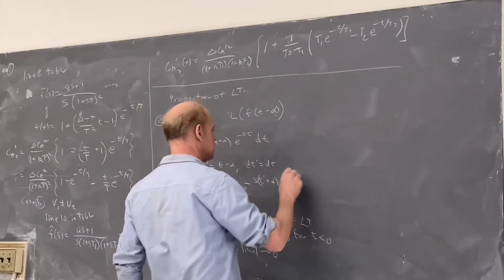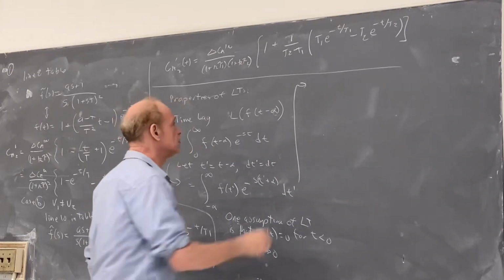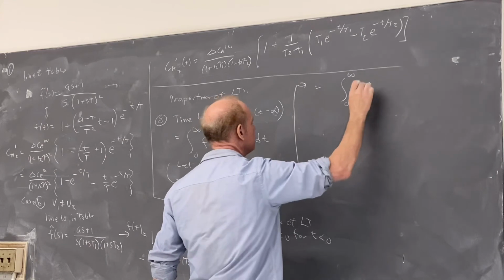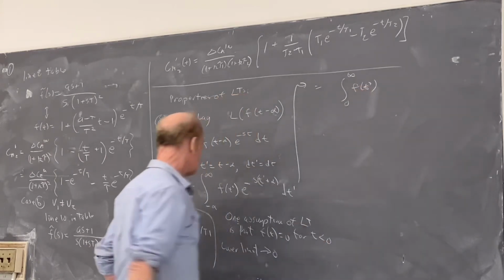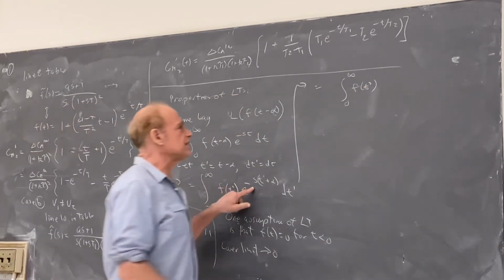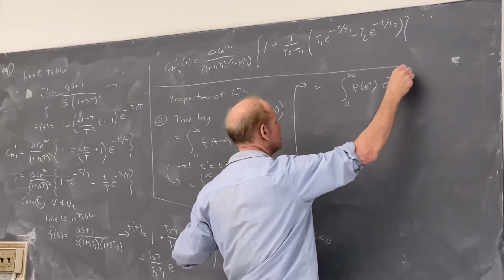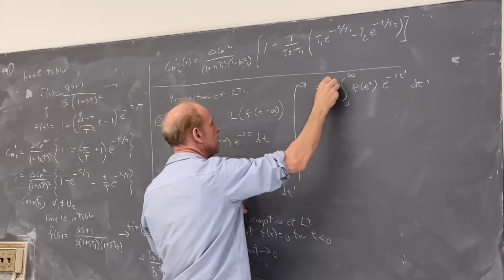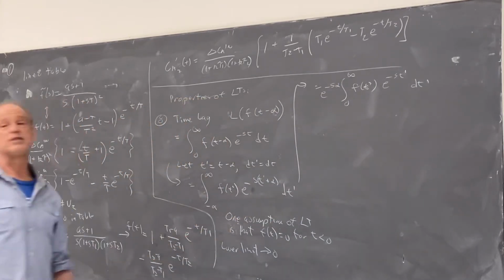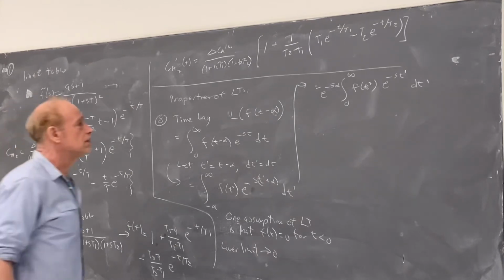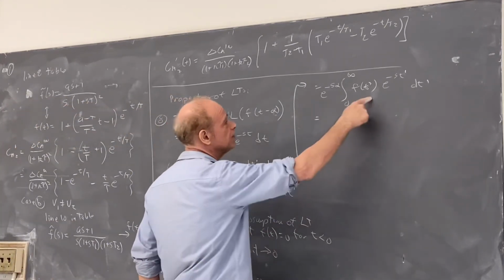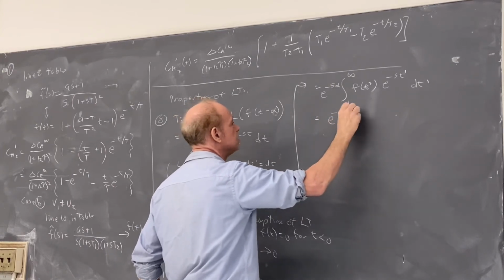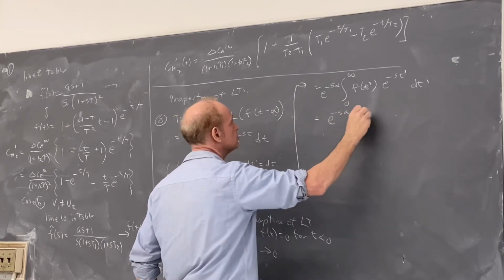So this thing is equal to the integral from 0 to infinity, f of t prime, and now I have e to the minus st prime, dt prime, times e to the minus s alpha. Because alpha is a constant, I can pull it out. And this is just f tilde. So it's e to the minus s alpha times f tilde of s.